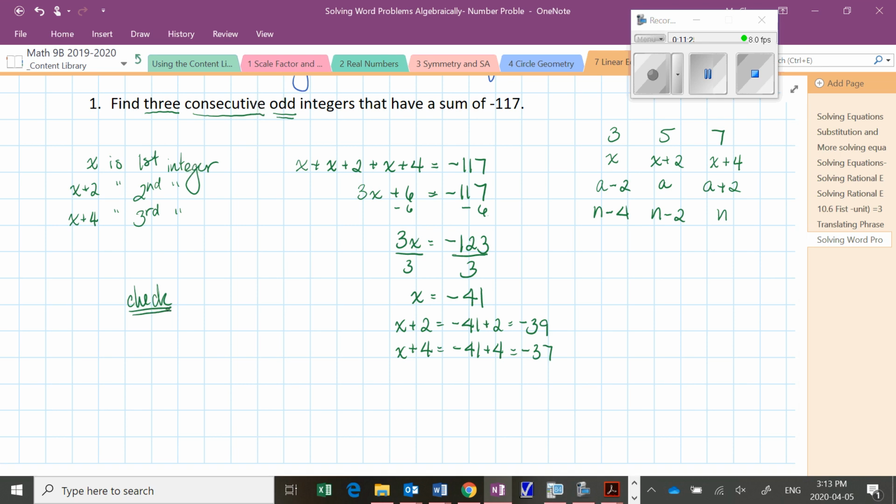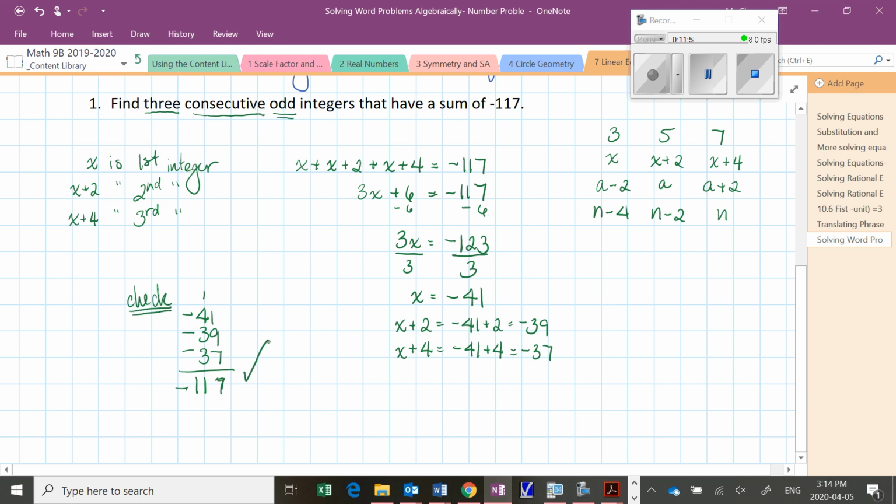I want to say to myself, okay, in the context, do I have 3 consecutive odd integers? Negative 41, negative 39, negative 37. Yes, that's true. Now, is the sum negative 117? Well, let's see. If I add them, I could stack them up, or if I have my calculator, I can put that into my calculator. So that is 17, carry the 1, that's 11, and because we're adding all negatives, it is negative 117.